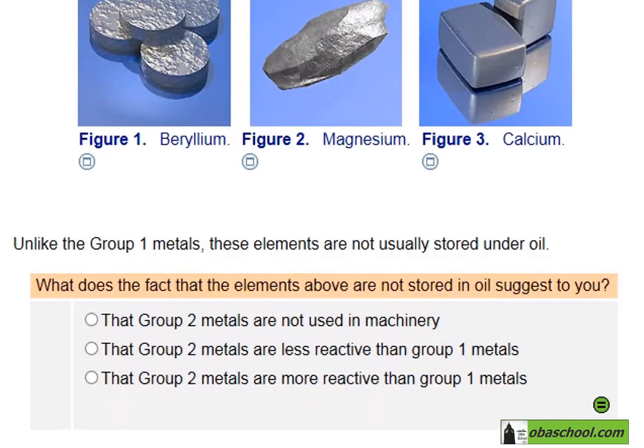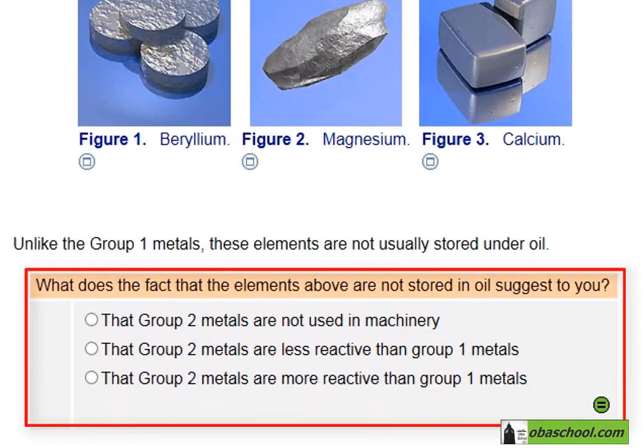So the question here is, what does the fact that the elements above are not stored in oil suggest to you? That group 2 metals are not used in machinery? That group 2 metals are less reactive than group 1 metals? Or that group 2 metals are more reactive than group 1 metals? Remember that group 1 are alkali metals and group 2 are the alkaline earth metals.